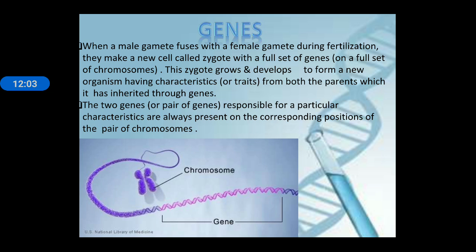When a male gamete fuses with a female gamete during fertilization, they make a new cell known as a zygote. The zygote contains the full set of genes. This zygote grows and develops to form a new organism having characteristics from both the parents, which it has inherited through genes. The two genes responsible for a particular characteristic are always present on the corresponding position of the pair of chromosomes. So this is all about the gene.